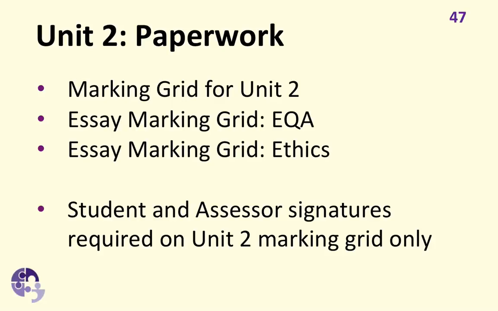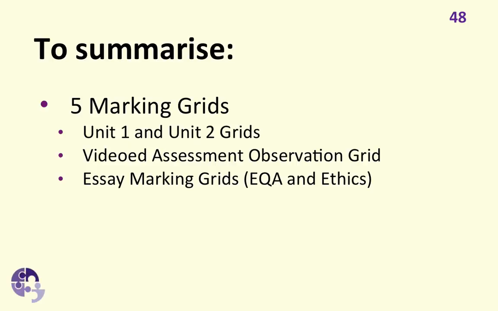The student and assessor signatures are required on the Unit 2 marking grid, but this again can be just a typed signature. So to summarise, there are 5 marking grids in total: the Unit 1 and Unit 2 overview grids, the videoed assessment observation grid, and the essay marking grids for EQA and ethics.